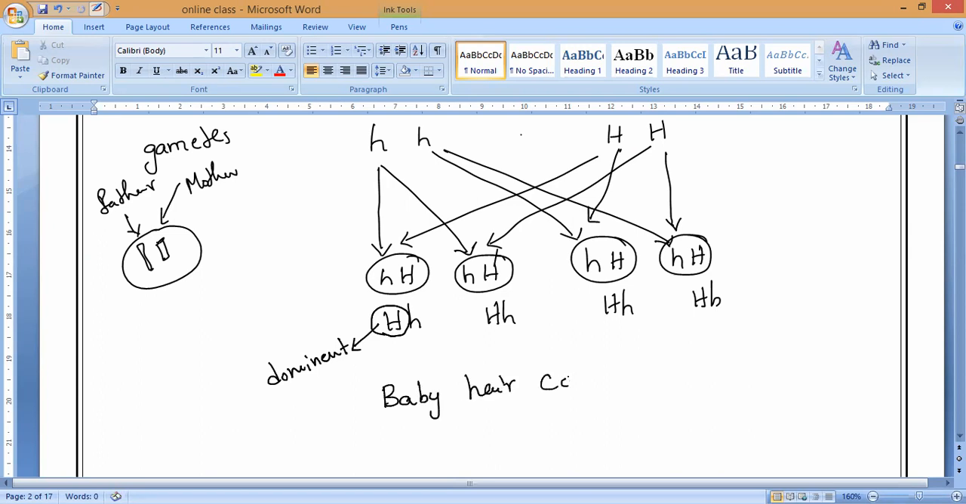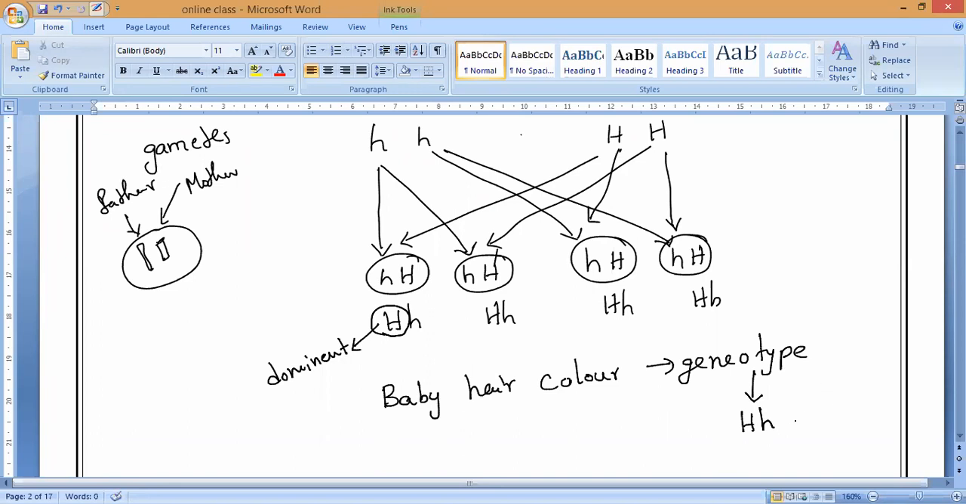So for the baby hair color, what is the genotype we will get for the baby? You should speak. I already explained very clearly. So what is the genotype I am asking? Genotype, not the phenotype, Kevin. What is the genotype of the baby? The capital H and small h. We get the genotype of capital H and small h. Is it yes or no, guys?